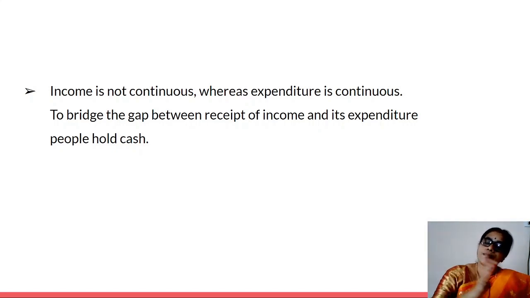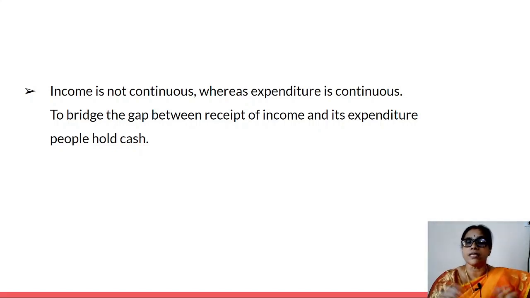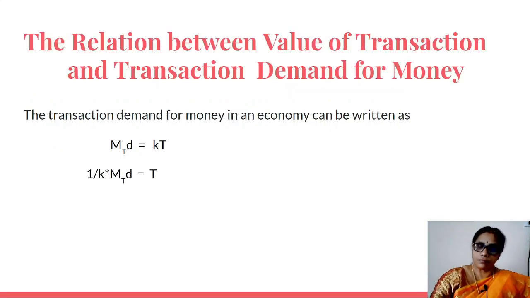So here income is not continuous because people earn income only at certain points of time. For example, on the first day of every month people receive salary. But what about the expenditure? They have to buy rice, and other essential commodities like vegetables, fruits, etc. for their livelihood. So the expenditure is continuous, but the income is not continuous. To bridge the gap between the receipt of income and expenditure, people hold cash.